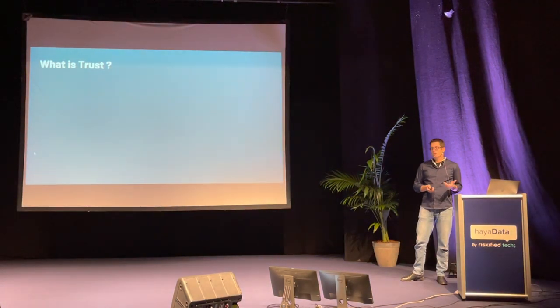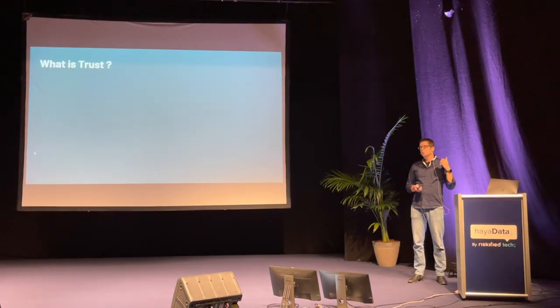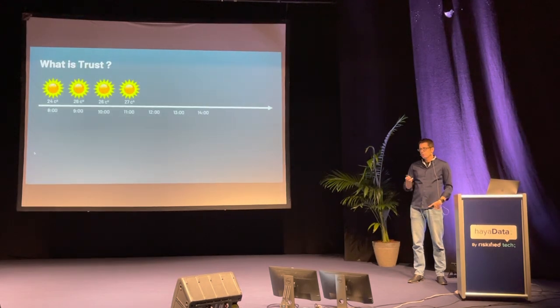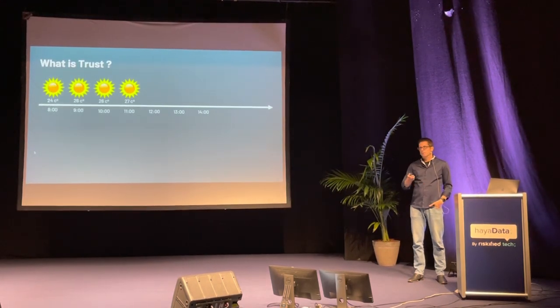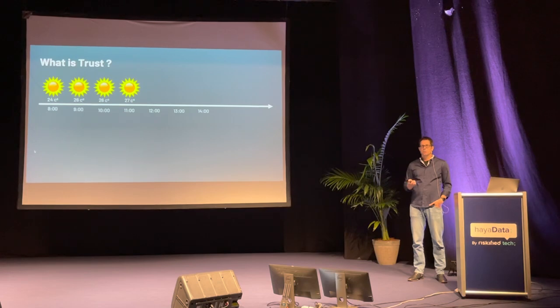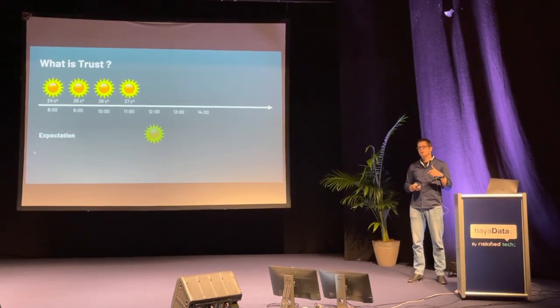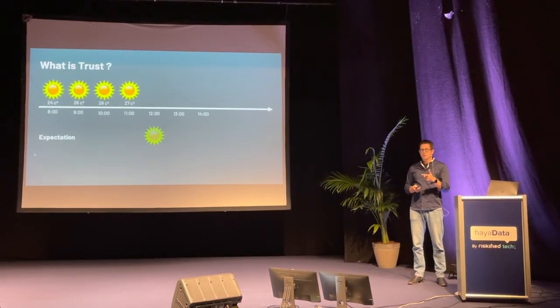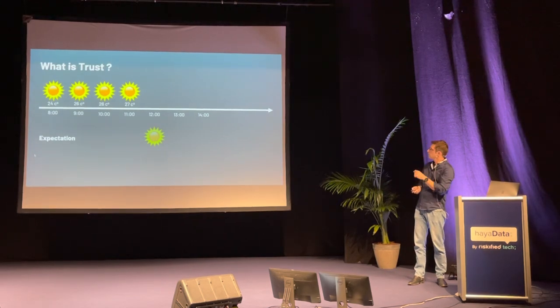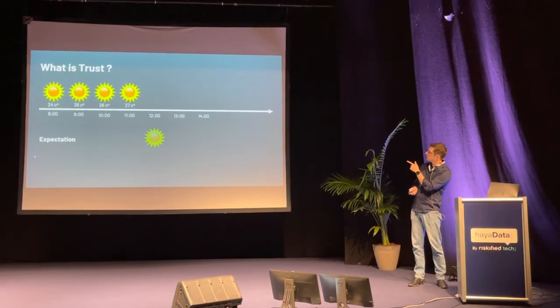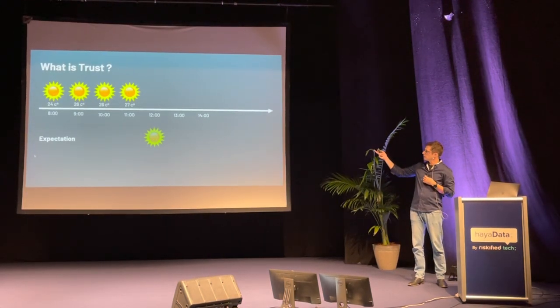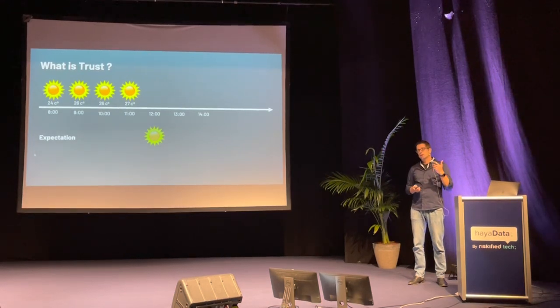So what is really trust? You remember our prediction model. If we had to predict basically the weather, we have some expectations of what the weather would be. In this case, the model is predicting what's going to happen. Our expectation, the model predicted that it's going to be sunny. So we expect, if we trust the model, that it's going to be sunny.